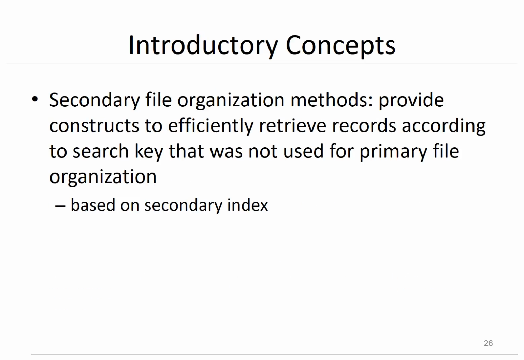Secondary file organization methods provide constructs to efficiently retrieve records according to a search key that was not used for the primary file organization. Secondary file organization methods do not impact a record's physical location and invariably use some kind of index called a secondary index.